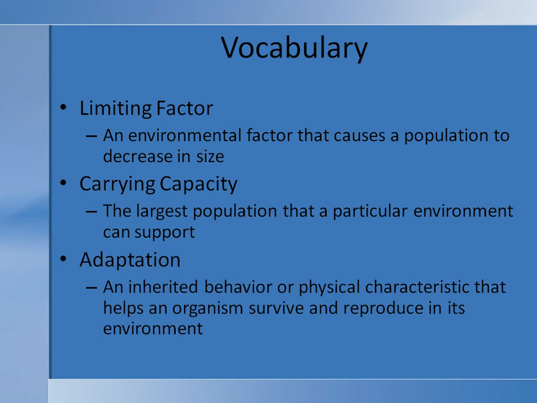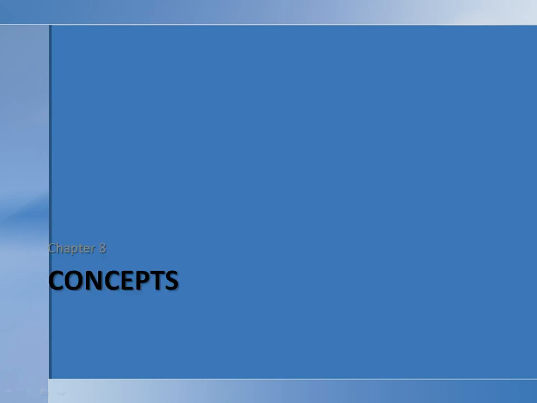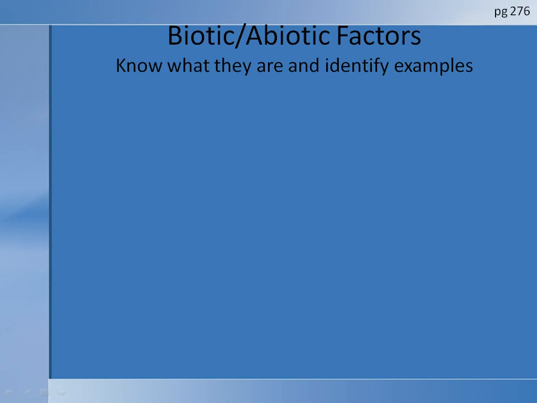Finally, we had adaptation, which is an inherited behavior or physical characteristic that helps an organism survive and reproduce in its environment. So let's start on the Chapter 8 concepts. The first concept was biotic and abiotic factors. I want to draw your attention here real quick. Up at the top, you're going to see I always have a page number during the concept section, and that's the page from the textbook that you can also reference if you have additional questions.